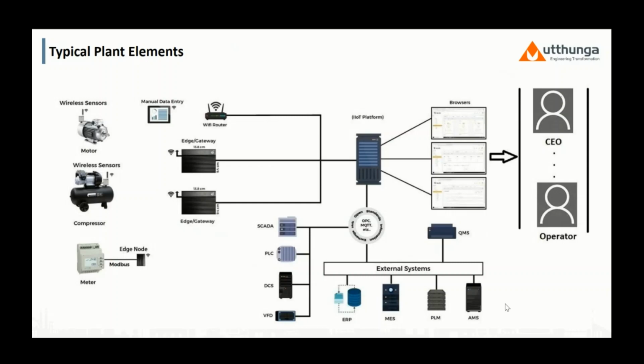So to start with, what you see is a typical plant. In any plant, the raw material comes in, gets processed, and a final outcome is produced, all under the same roof. So you have the typical control elements like SCADA, PLC, DCS, VFD, which drive the entire lines and segments. Then the data is pulled out, and you have external systems on the automation side, where you have ERP, MES, PLM, and AMS.